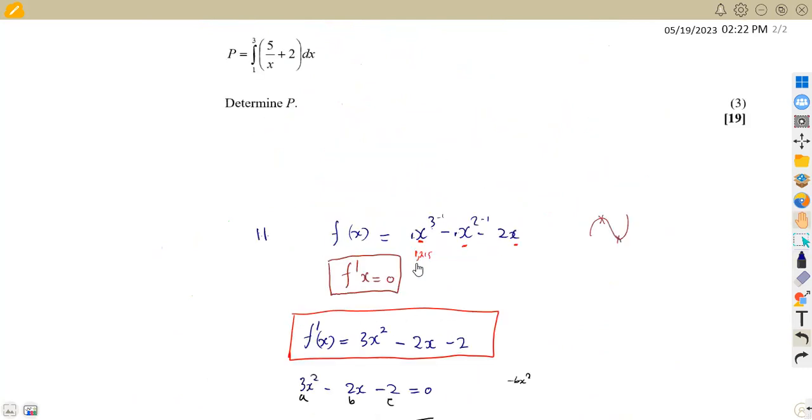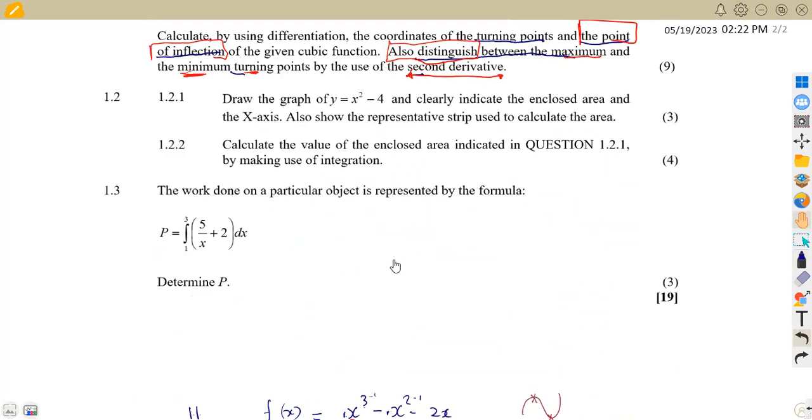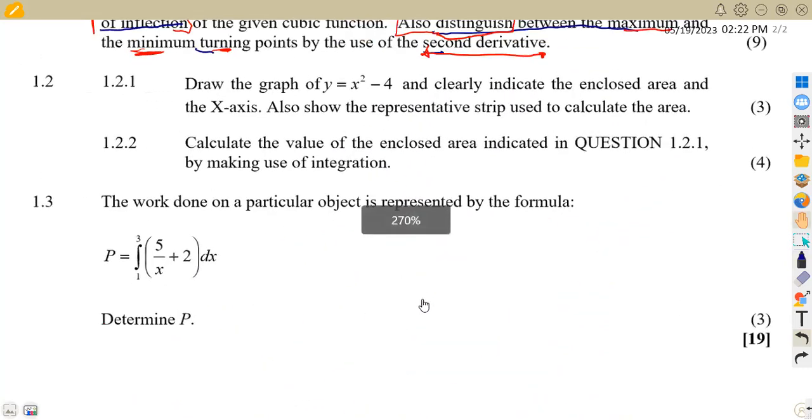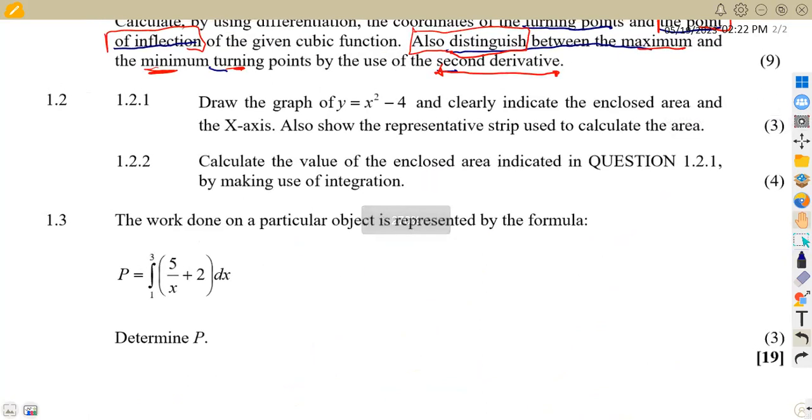So you must also be able to sketch using the information. All right, so that was the first part, having 9 marks. As you can see, guys, a lot of marks that we have. Okay, let's move on to 1.2.